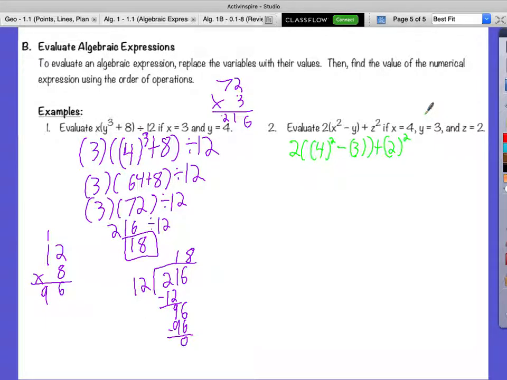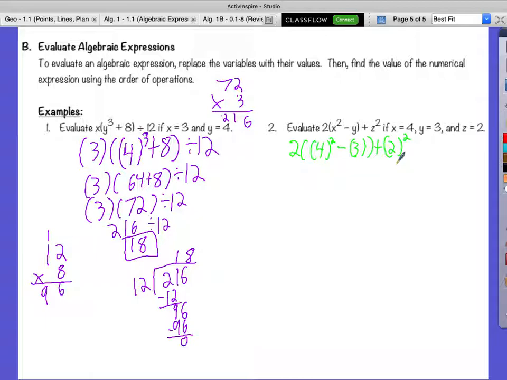Now hey, because the x was being squared before, now the 4 is being squared. Because we were subtracting y, now we're subtracting 3. Because we were squaring z, now we're squaring 2, okay? So what you were doing with the variable stays the same as what you're doing with the number that's replacing it, okay? You're still doing the same thing with that. It's just going exactly where it was. The only thing that changed from here to here was what x, y, and z are.